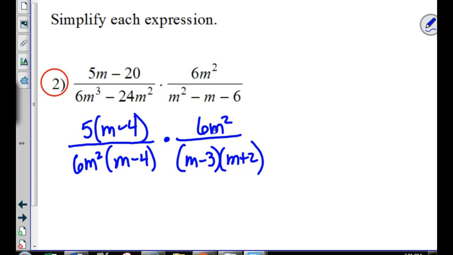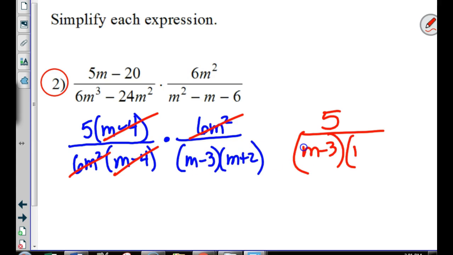Now, if this wasn't a 6m squared, but maybe it was a 12m squared, could we still reduce it with this 6m squared? Yeah, because it's a 6 times an m times an m. So you could cancel anything on the top with anything on the bottom. It happens to be exactly a 6m squared and a 6m squared. Anything else reduce? Yep. So the only numerator is 5. And you don't need to FOIL these back together. Okay, just leave it. It's fine.